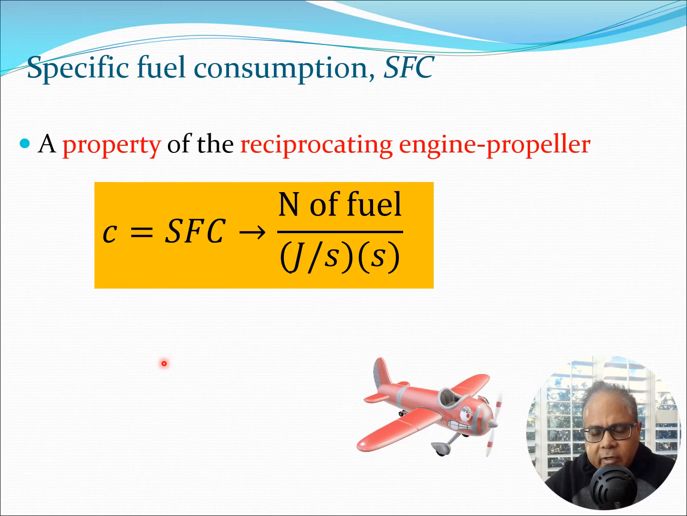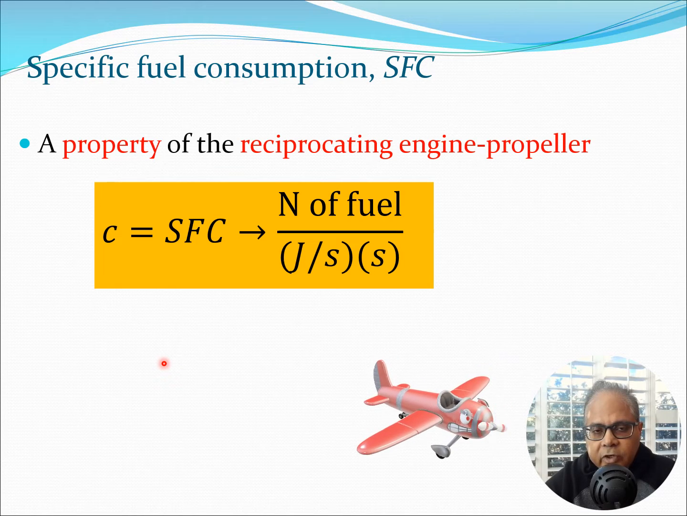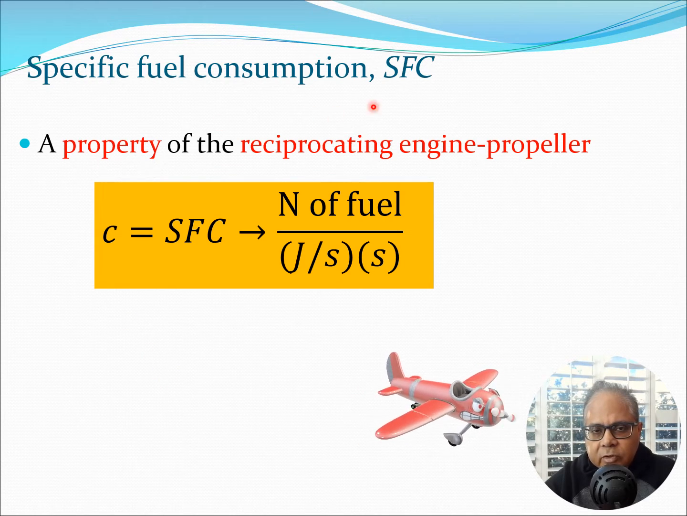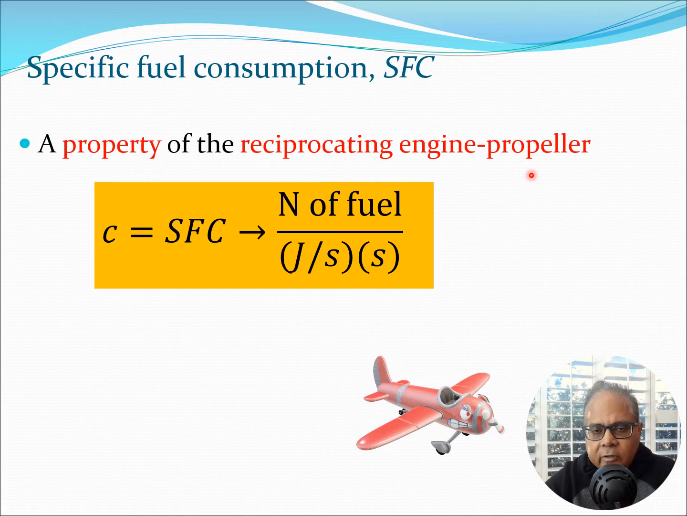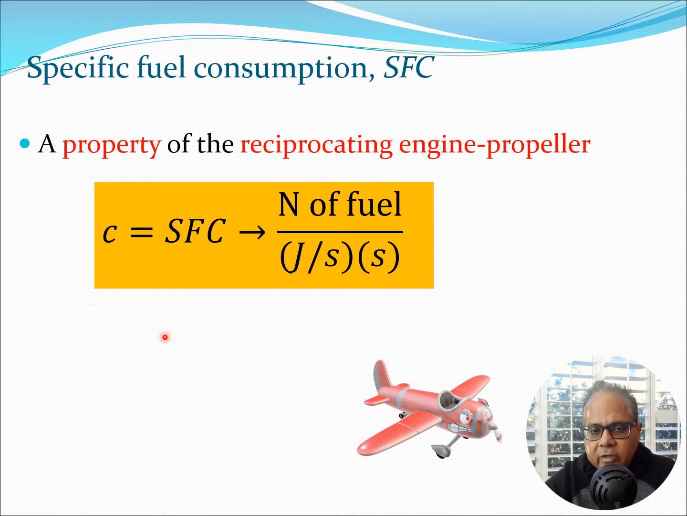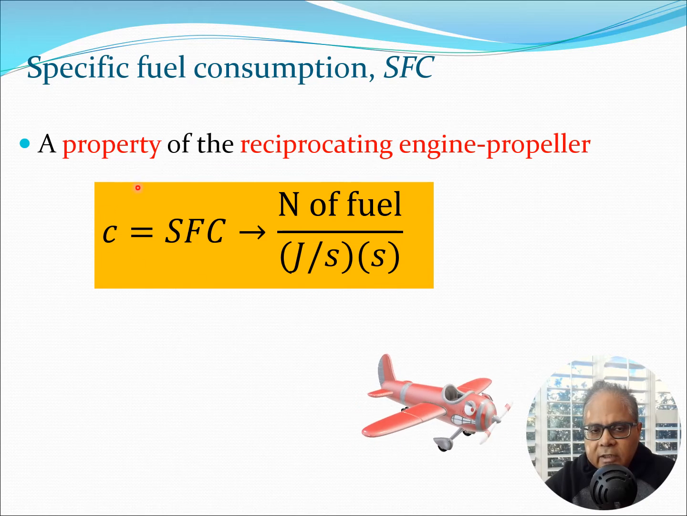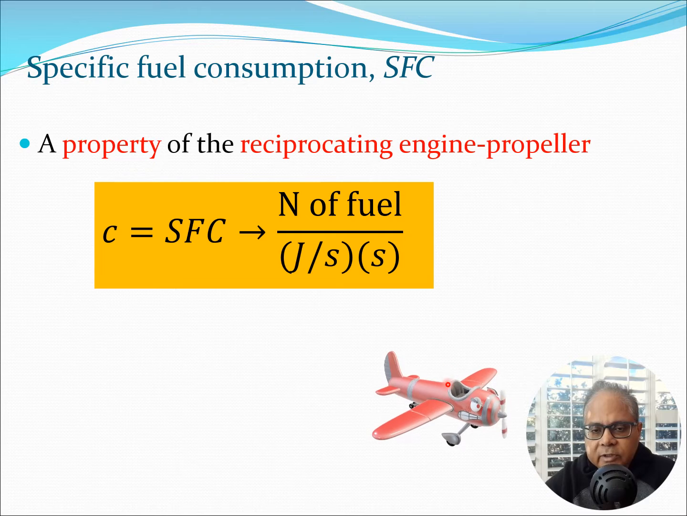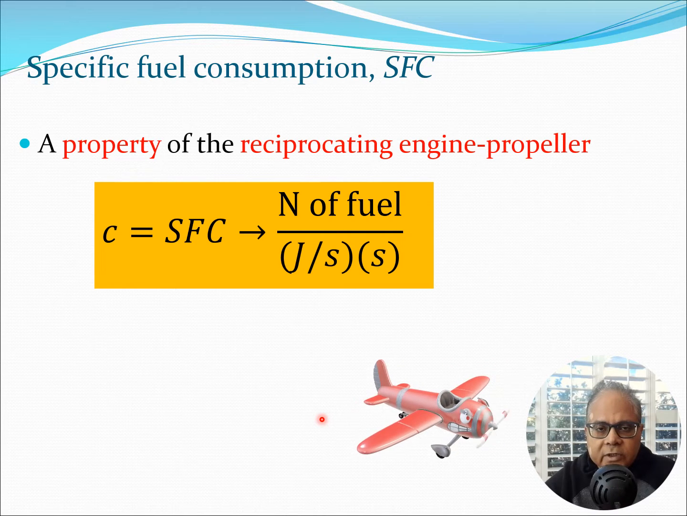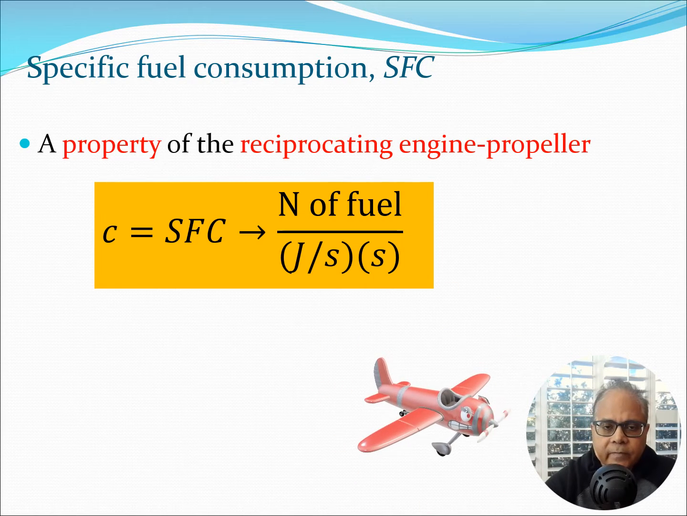There is a very important concept known as specific fuel consumption, which is going to help us get an expression for endurance. Specific fuel consumption, also known as SFC, is a property of the reciprocating engine propeller. We are going to later look at this concept for a jet engine, but today we are going to look at the propeller concept. Here we say C is Newton of fuel divided by joule per second into second, and this value for the specific fuel consumption is specific to a given aircraft which has a reciprocating engine and propeller combined, such as the one I have shown here.